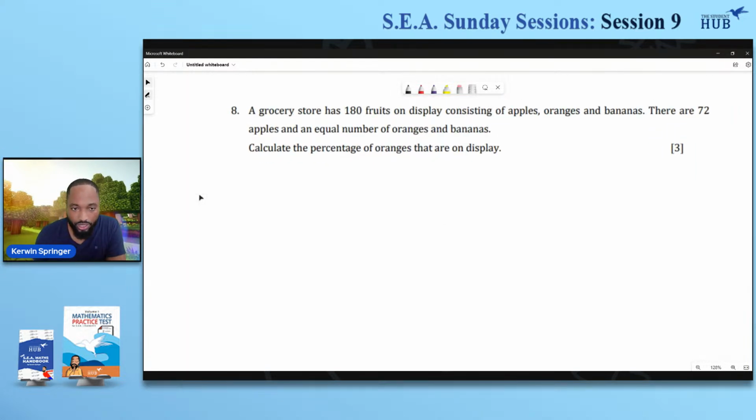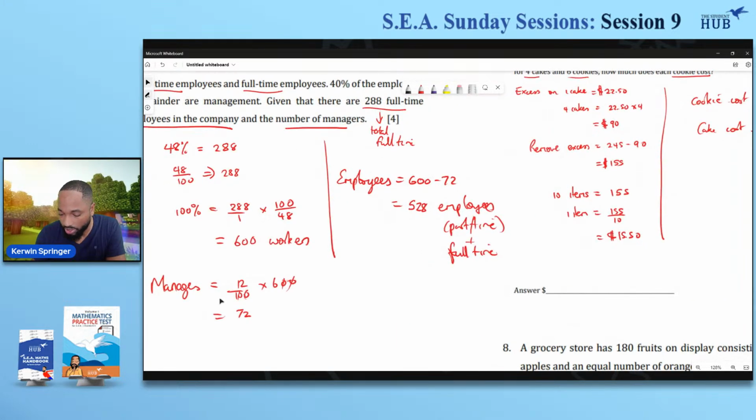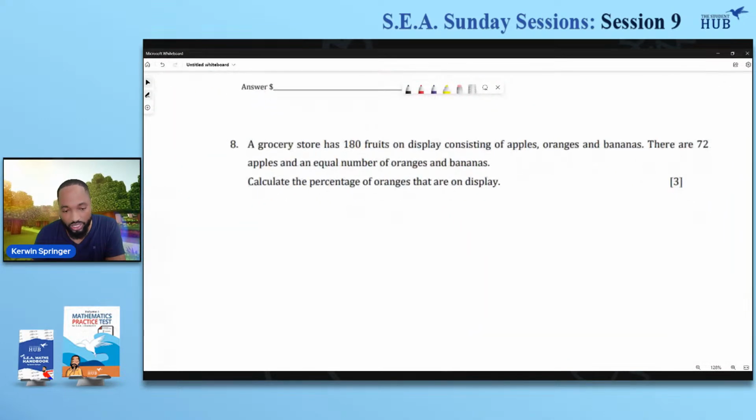So a grocery. So yeah, we already got the number of managers as 72, but if I remove the managers, I should get the employees that are part-time or full-time.